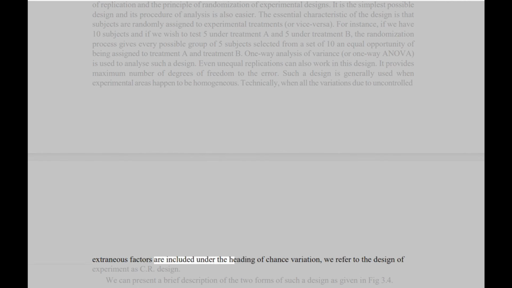One-way analysis of variance, or one-way ANOVA, is used to analyze such a design. Even unequal replications can also work in this design. It provides maximum number of degrees of freedom to the error. Such a design is generally used when experimental areas happen to be homogeneous. Technically, when all the variations due to uncontrolled extraneous factors are included under the heading of chance variation, we refer to the design of experiment as CR design. We can present a brief description of the two forms of such a design as given in Fig 3.4.